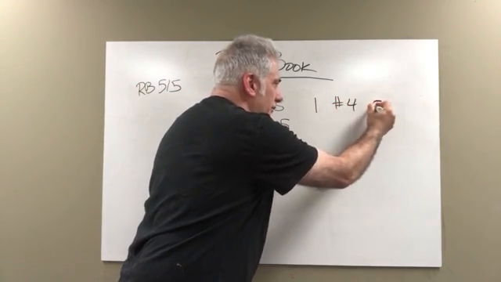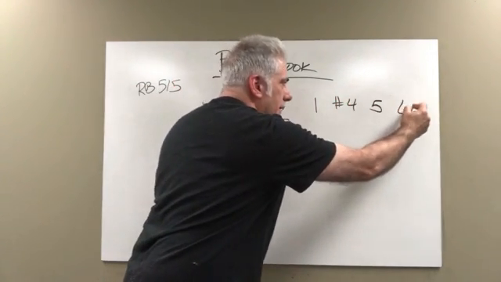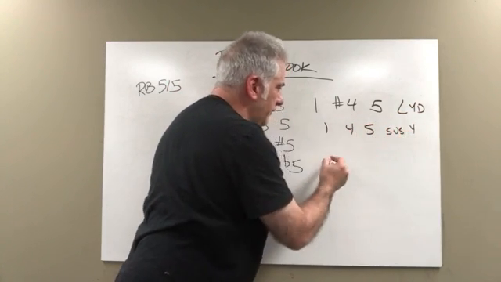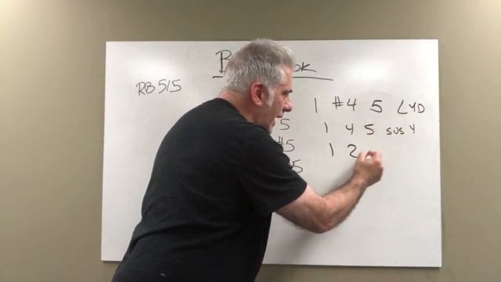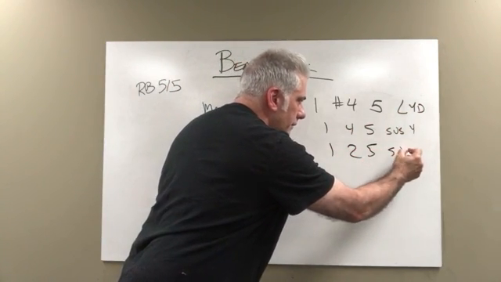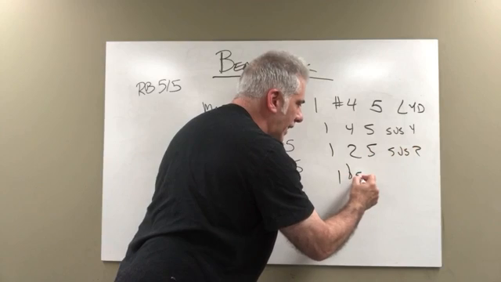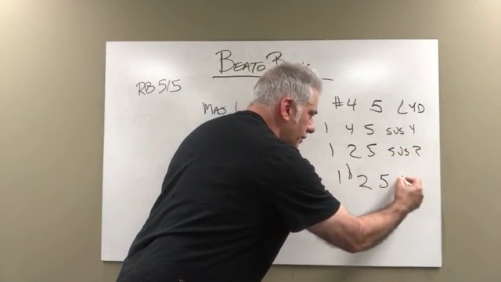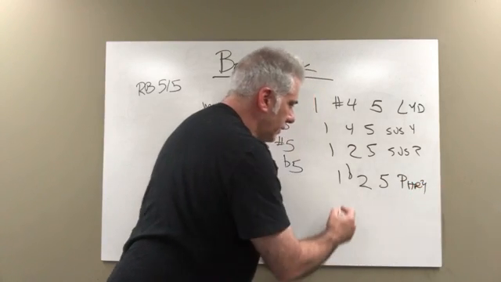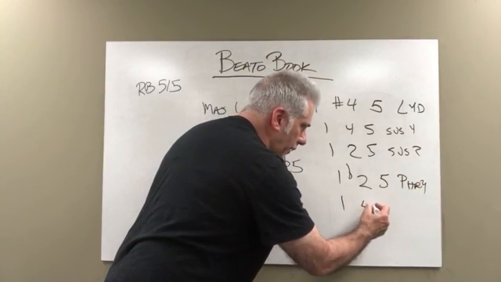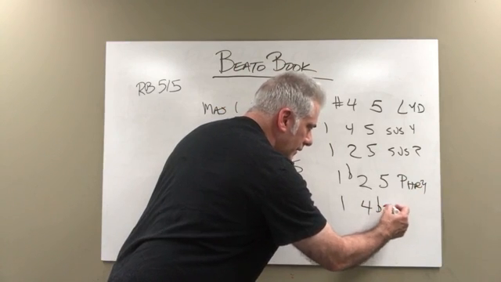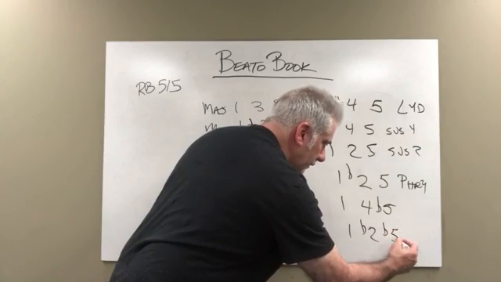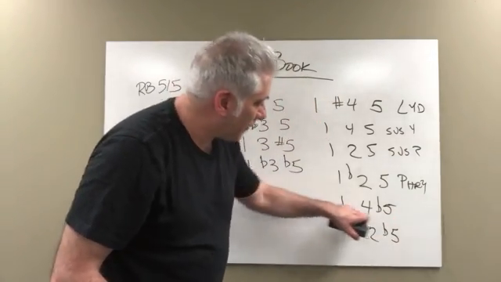These are all the suspension types. This is your Lydian. 1, 4, 5, which is your sus 4. Then you've got 1, 2, 5, which is your sus 2. Then you have 1, flat 2, 5, which is your Phrygian. Then you have 1, 4, flat 5. You have 1, flat 2, flat 5. This is Locrian. This would be a sus 4, flat 5.